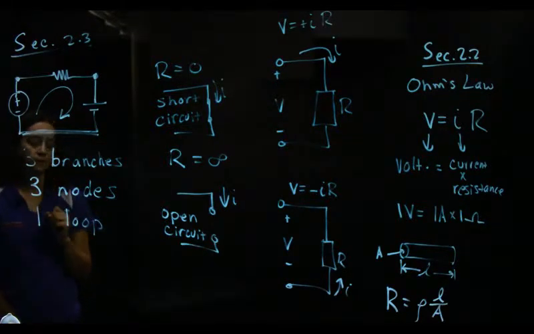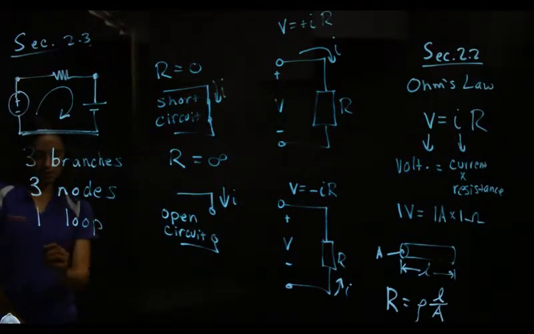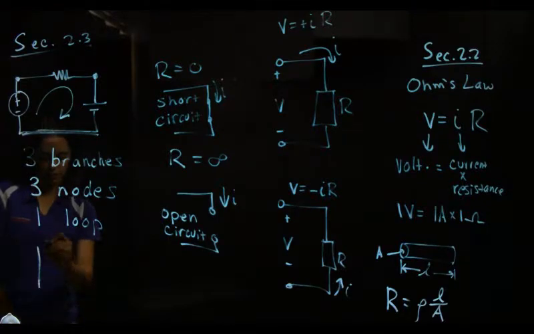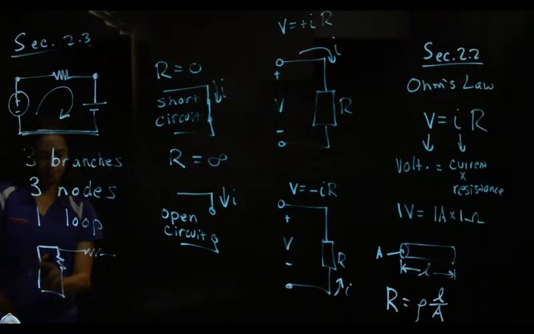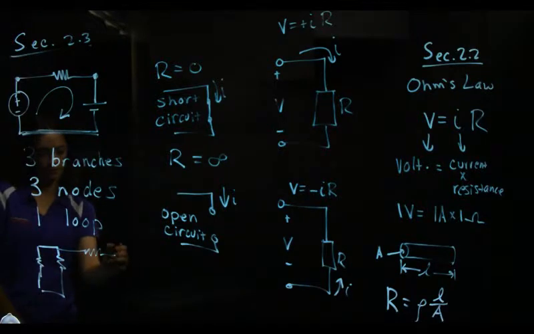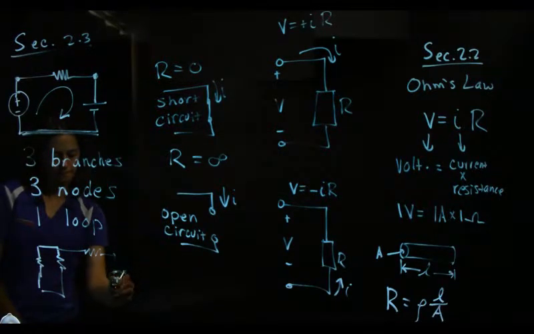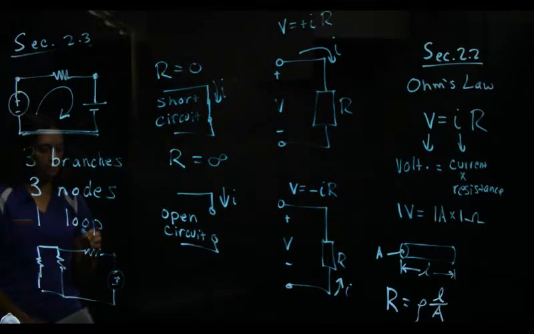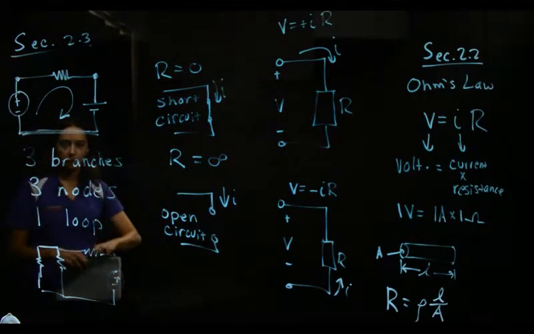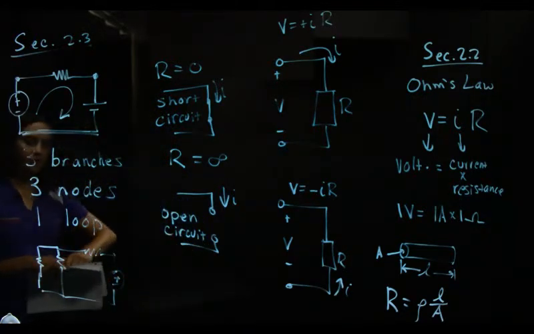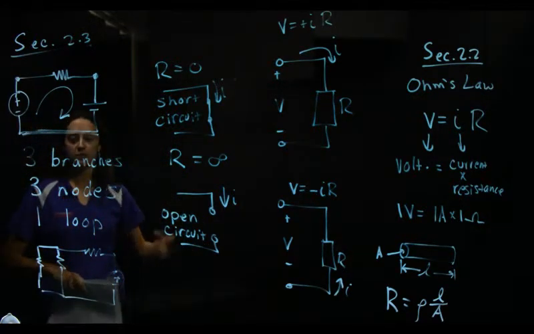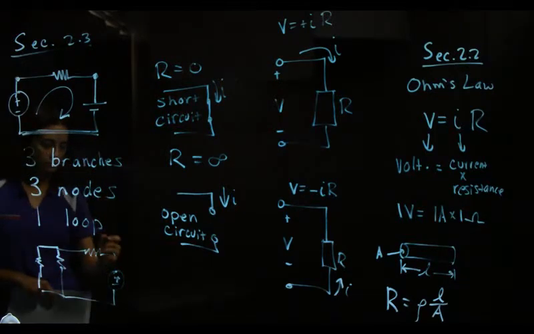So let's look at another one real quick here. Let's put another resistor in here. So let's think about branches, nodes, and loops. How many branches do I have? Again, branches is just stuff. How much stuff is in your circuit? 1, 2, 3, 4. 4 branches.